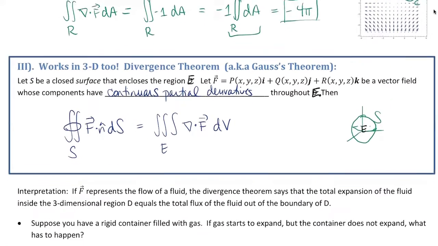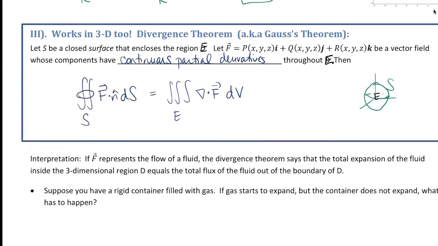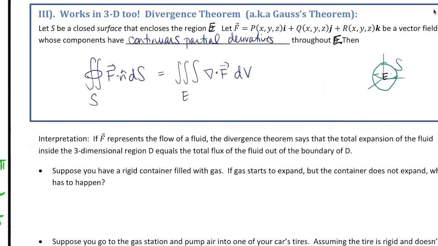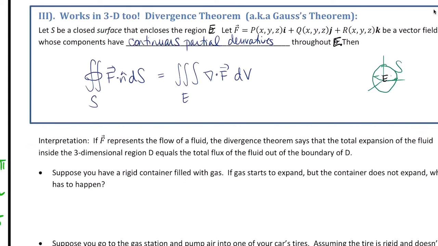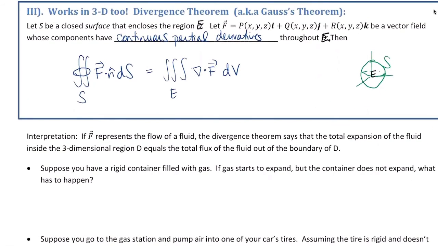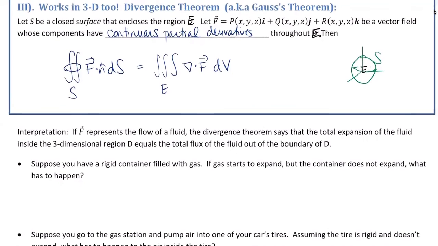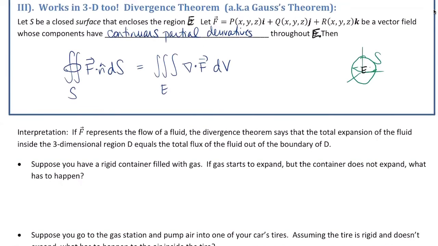I think this is a little bit more intuitive because we can think of some specific examples in real life where we've witnessed this idea. So let me help you think of why this has to be true. Let's think of the flow of a fluid, or again, we've been talking about the velocity field of a gas. Then suppose I have a rigid container that's filled with gas. And if the gas starts to expand, but the container does not expand, eventually the container is going to have to explode. Somehow the gas is going to have to get out.